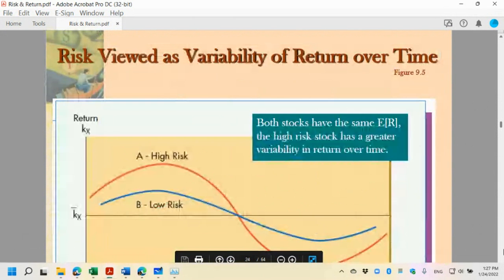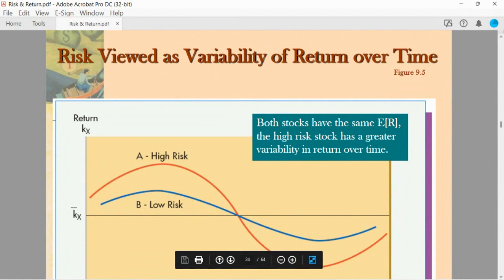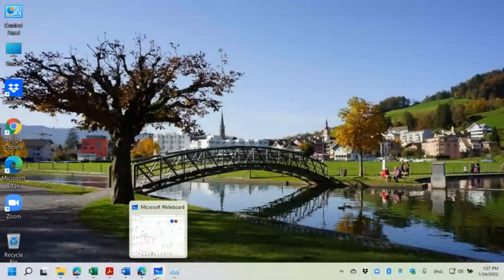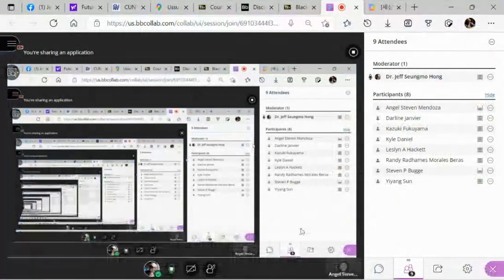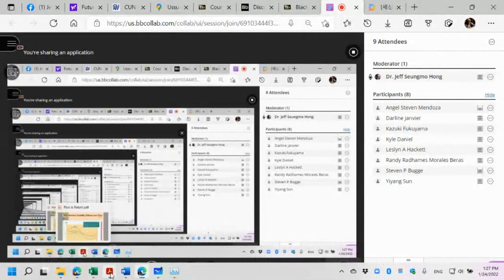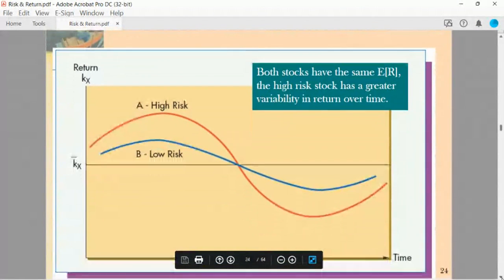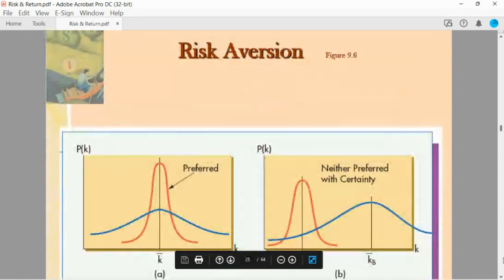But if you plotted it like this, oh, where did it go? With the return on the vertical axis and the time on the horizontal axis, it would look like this. See, much less volatile, right? Blue distribution, the blue stock, let's call it B, much less volatile.